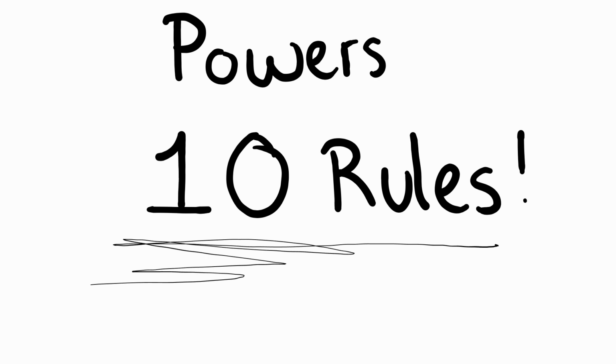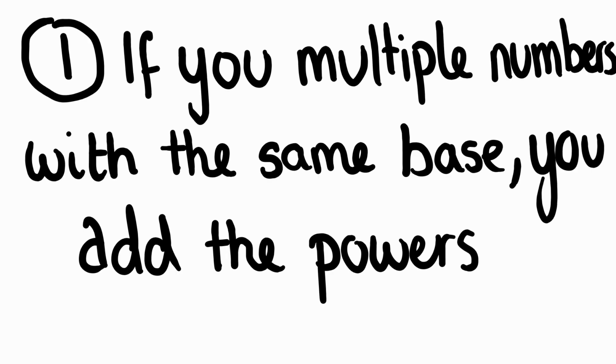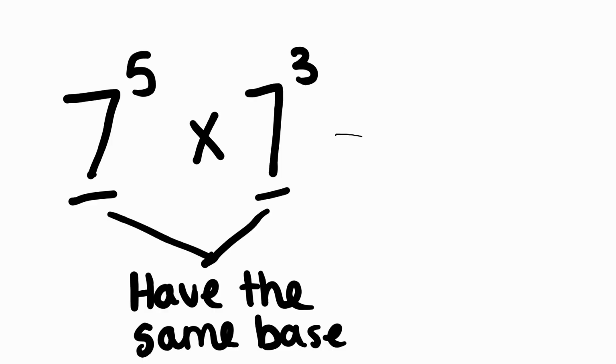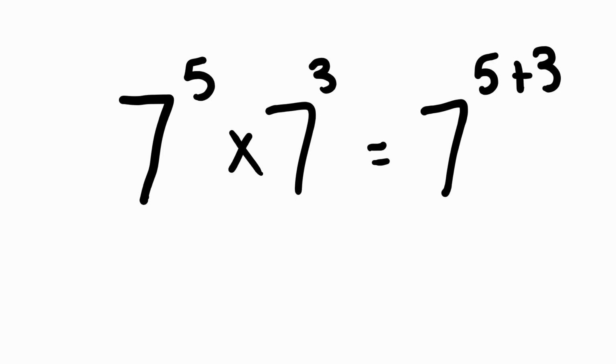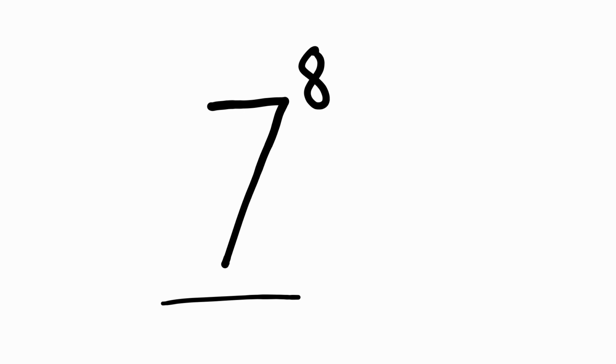Now we are going to be looking into powers. There are 10 rules you need to know when it comes to powers. The first rule is to add the powers when multiplying. So we add 5 and 3 together like that. 5 add 3 is 8, so our final answer is 7 to the power of 8.